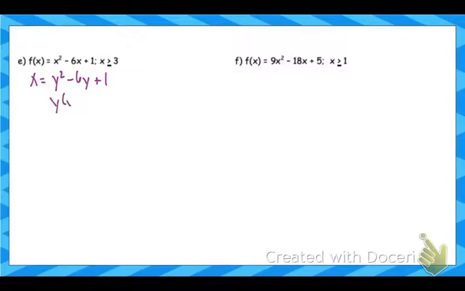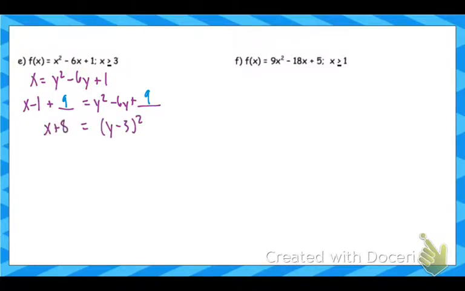I can't really factor it out because I'm still going to have a y there. So what I actually need to do instead, I'm going to complete the square. And that's going to be the easiest way to get that y isolated. So I'm going to subtract 1. I'm going to leave a blank. So remember, when we complete the square, middle term divided by 2 squared. So 6 divided by 2 is 3. 3 squared is 9. So add it to both sides. So that gives me y minus 3 squared is equal to x plus 8.